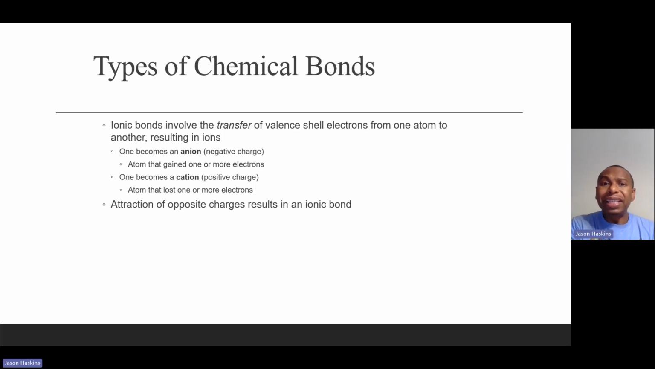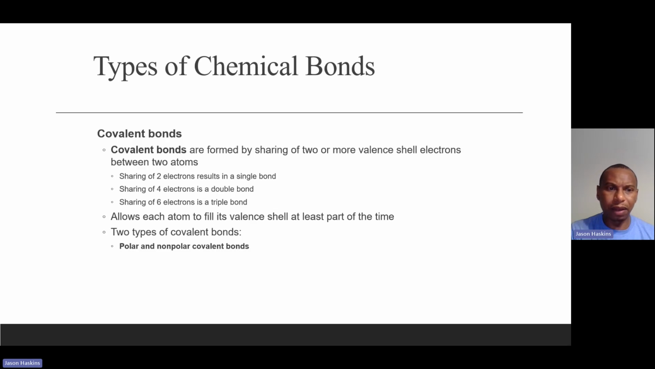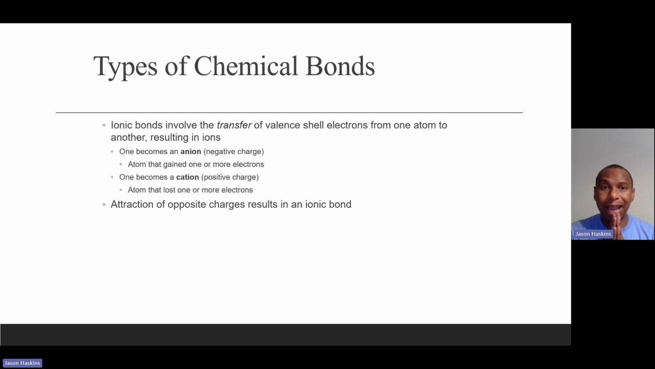Now, the reason why this occurs is because when we look at the periodic table, even though I do not have a picture of the periodic table, the far right is what we call the noble gases. That's where all of the elements want to be. They want to have all of their shells filled with electrons.